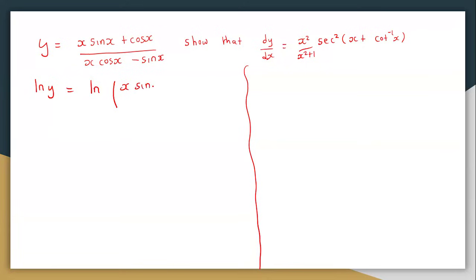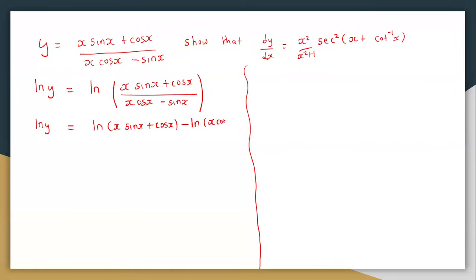x sine of x plus the cos of x over x cos of x minus sine of x. But like I've said, it will depend on which approach makes sense for you or which one is easier. But here you can as well use your quotient rule. So I can continue and I say ln of y is equal to the natural log of x sine of x plus cos of x minus the natural log of x cos of x minus the sine of x. Now when it reaches here, you do your differentiation.